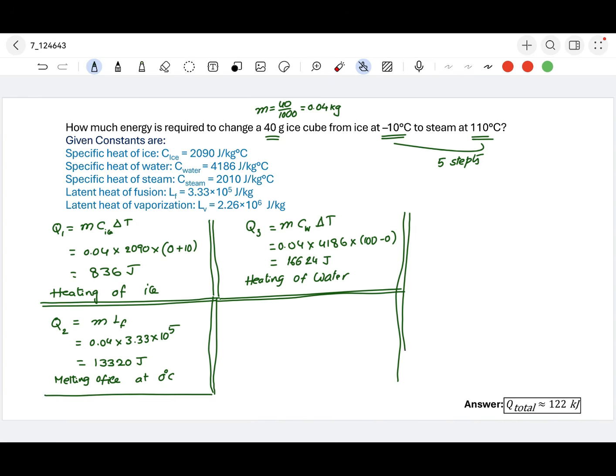Next step, Q4. Q4 means the water is now at 100 degrees, so the phase change will happen. That is m into L_V. That is 0.04, and L_V means 2.26 times 10 to the power of 6.